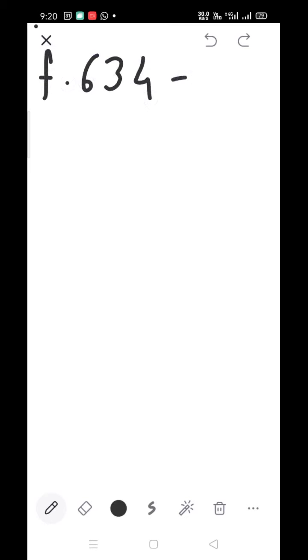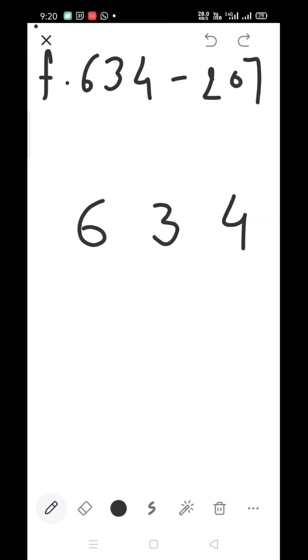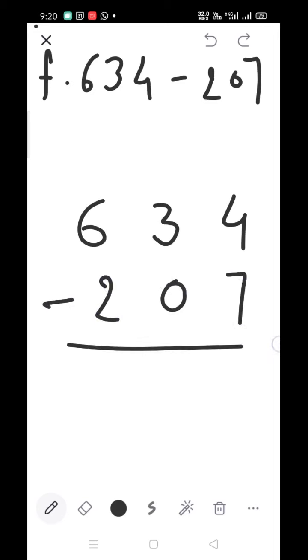634 minus 207. First arrange them vertically. 634 minus 207. Ones, tens, and hundred. Parents, don't disturb us. So we will start from the ones place subtraction.